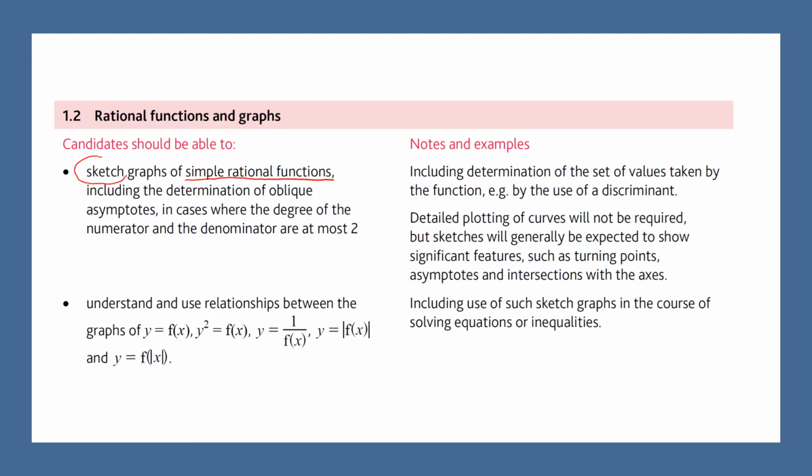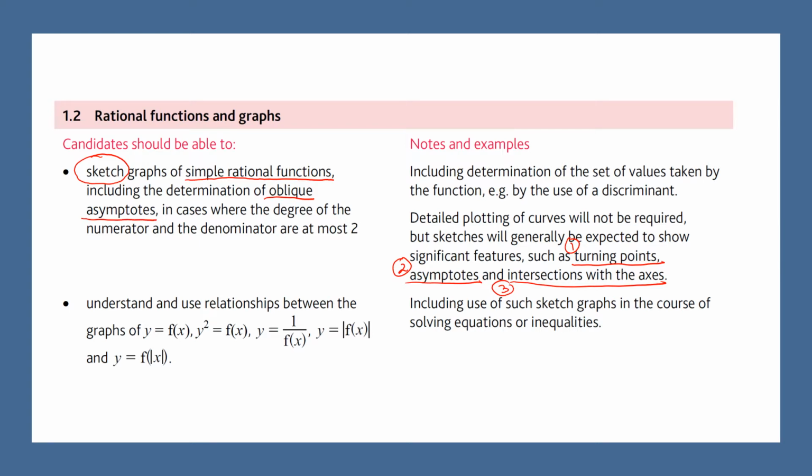So the first idea here is to sketch simple rational functions. The graphs that you will be drawing need not be detailed. However, certain important features must be highlighted in your sketches, such as the turning points, asymptotes, and intersection with the axes. Asymptotes, you would have vertical asymptotes, horizontal asymptotes, also oblique asymptotes.